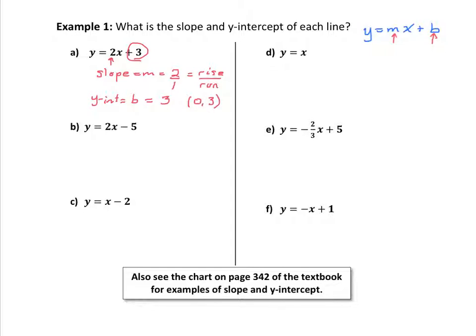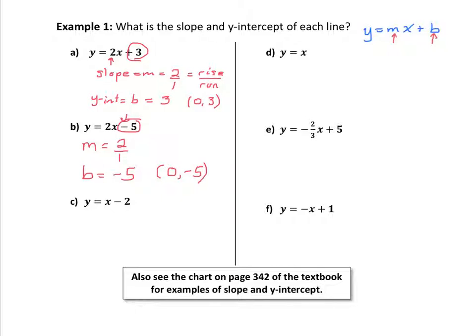In example B, the number written in front of the x value is again 2, so our slope is equal to 2, or 2 over 1 if you want to look at rise over run. And our b value, or our y-intercept, is going to be at negative 5 because we have minus 5 in our equation. That means that the y-intercept is at the point (0, -5). It's important that you use the sign that goes in front of this constant as either the positive or negative for the value.